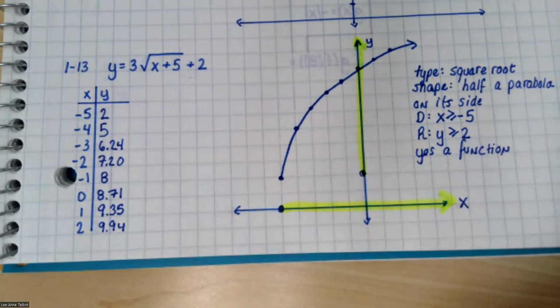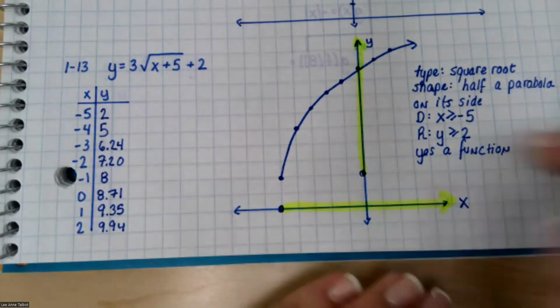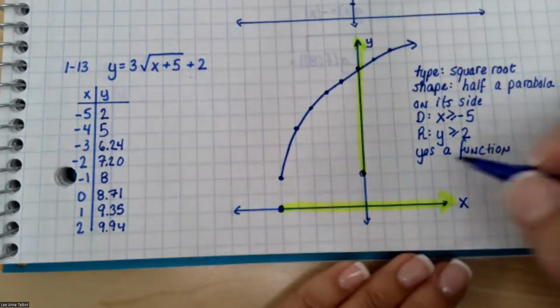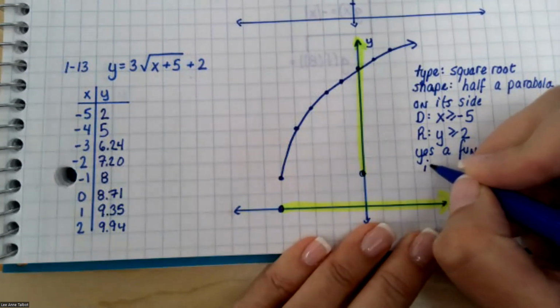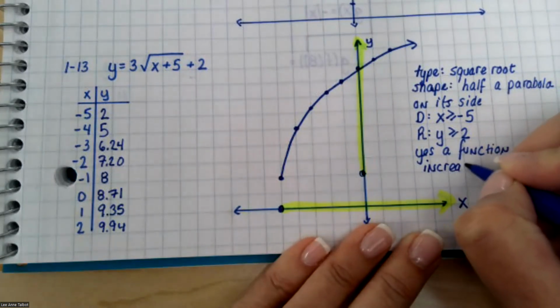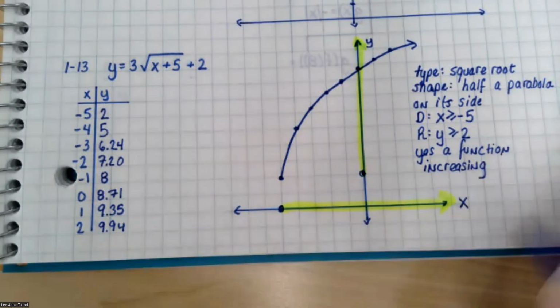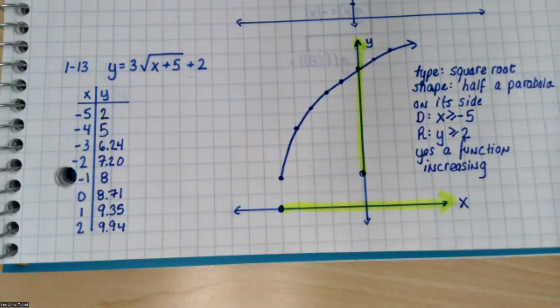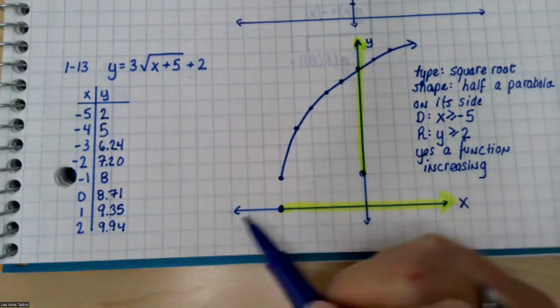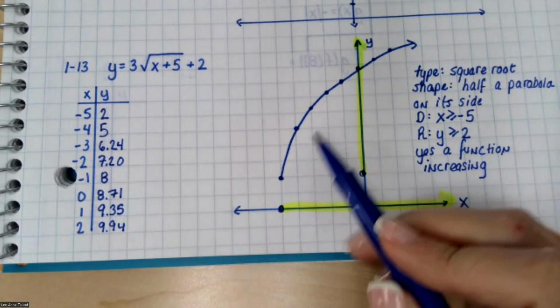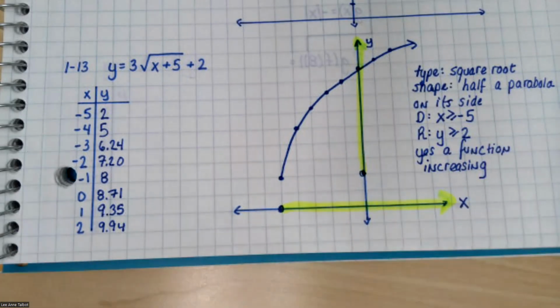Yes, this is a function, by the vertical line test. And the last thing we're going to include is that it is increasing, meaning that as I go from left to right, my graph is going uphill. Okay.